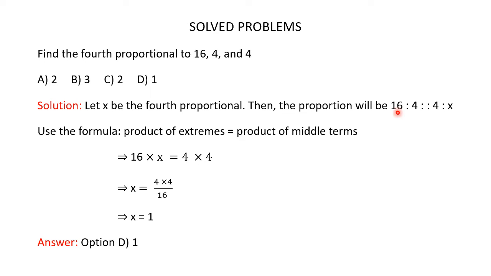Here we know that 16 and x are the extremes and 4 and 4 are the middle terms. So 16 multiplied by x is equal to 4 multiplied by 4. So x is equal to 4 multiplied by 4 divided by 16, which is 1. So x is equal to 1. So the correct answer is option D, 1.